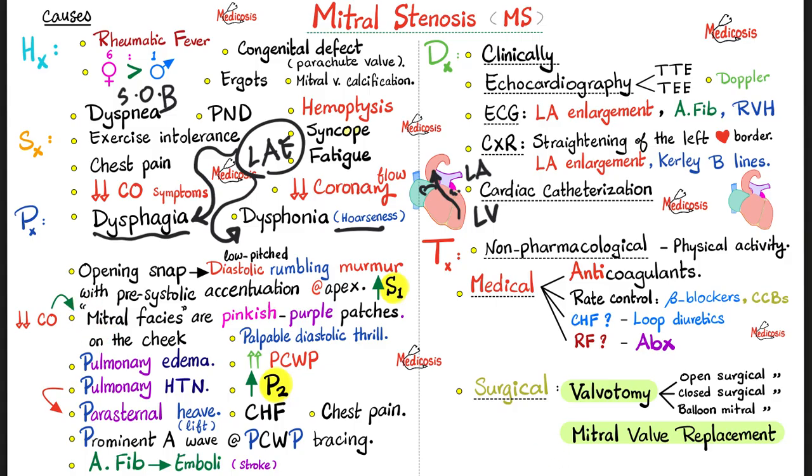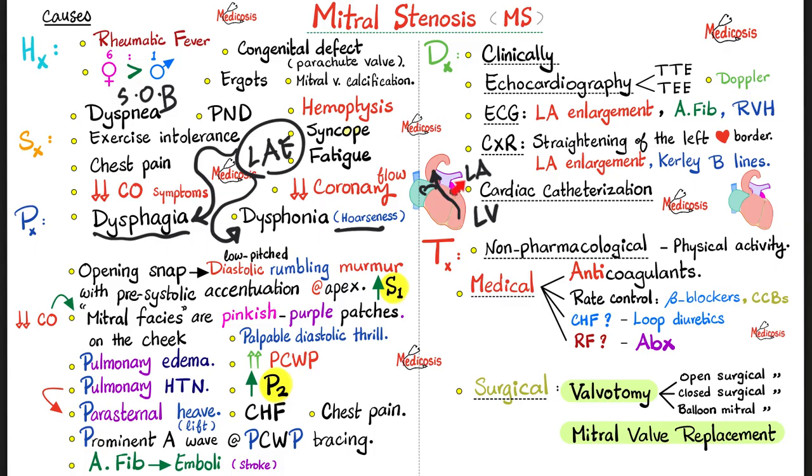Next, something weird happens in mitral stenosis. My face turns pinkish purple. Not rash, but flush around the malar area. No one knows why this happens. Probably because of low cardiac output, meaning less blood is going to reach the face.